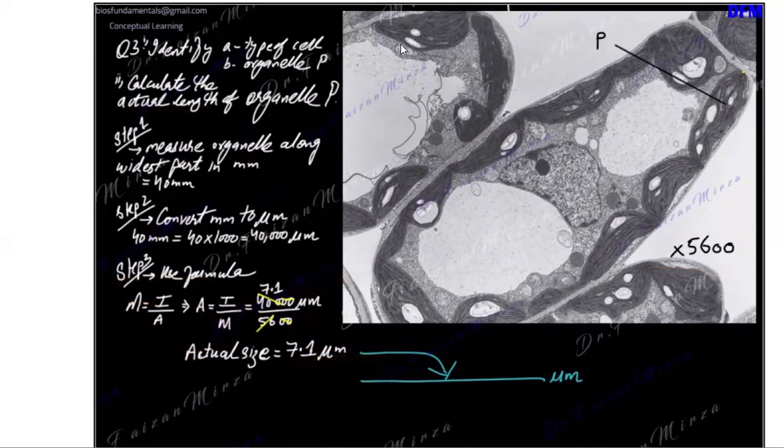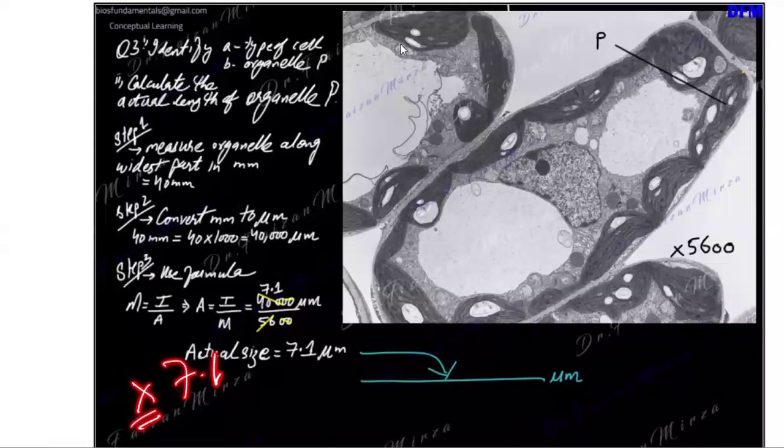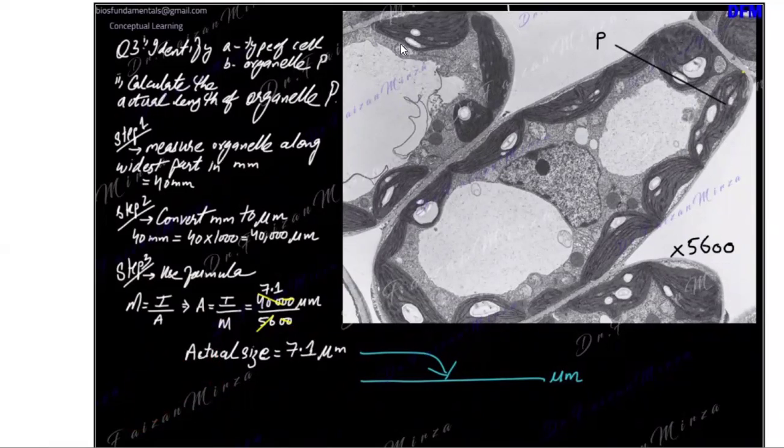Now, since I have calculated the size, the length here, I will mention the unit. Micrometer must be mentioned with the answer. You cannot write the answer as 7.1 times, because times or X is for magnification, whereas for lengths, we have to use the unit of micrometers or nanometer or whatever is provided to us.